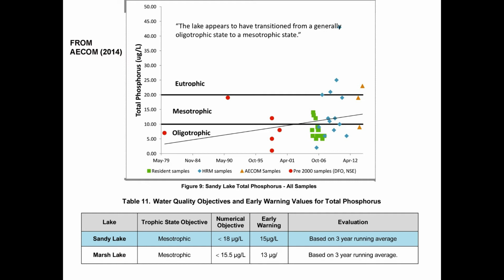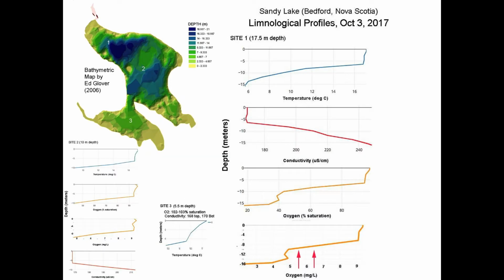So the real measure of what's going on in the lake really is not total phosphorus, but oxygen and temperature. I did a set of profiles in 2017 with Derek looking at temperature, electrical conductivity, and oxygen. We did this at 3 locations: the deepest one, this is Ed Glover's map here, and then one site down here.